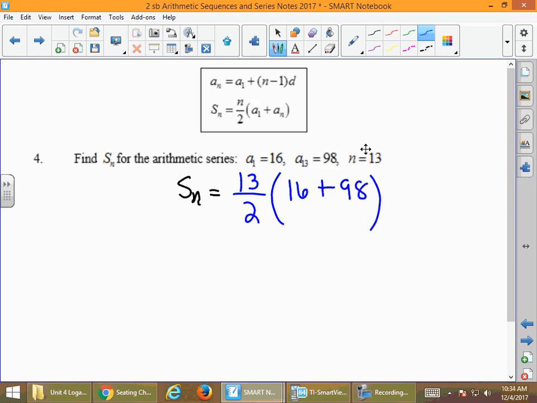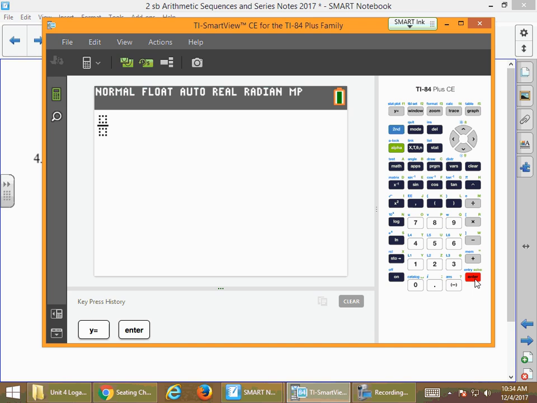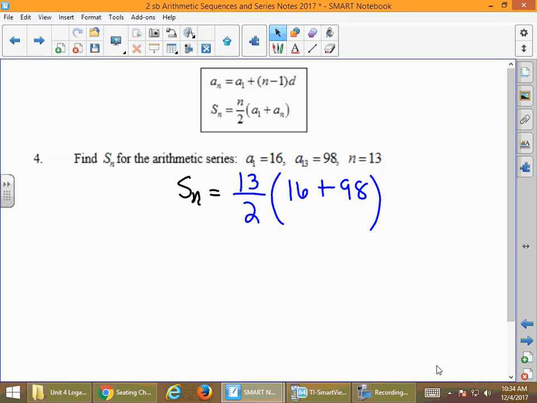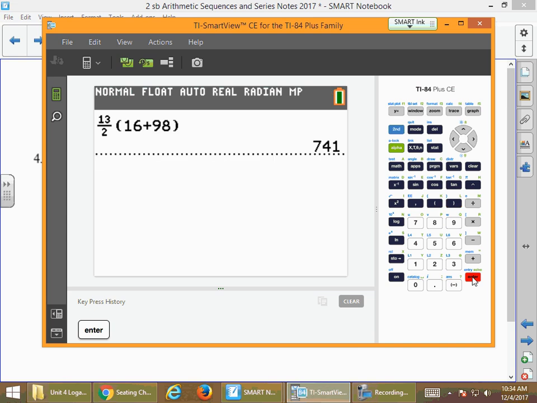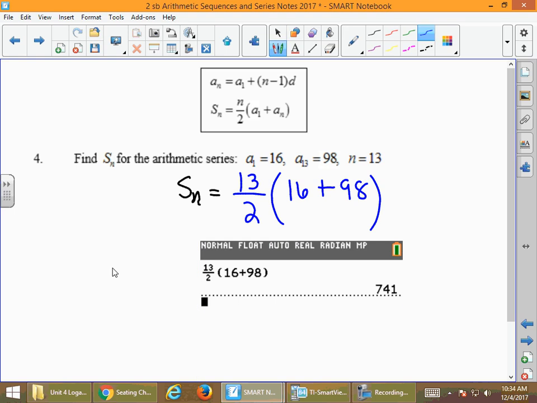But do let me take this moment to point out, a sub 13 is 98, and n is 13. That's the a sub n. And if you can get the problem set up, then we can type it in. Remember our fraction button. Alpha y equals, number 1, 13 divided by 2, parentheses, and then it's going to be 16 plus the 98, and enter. So that equals 741.